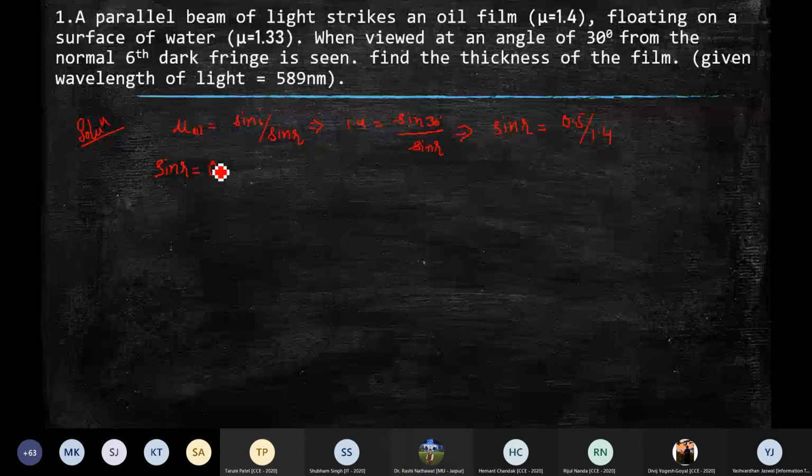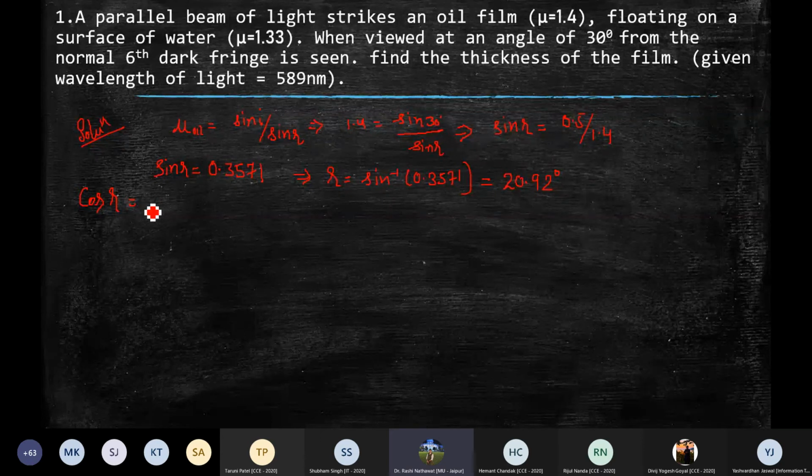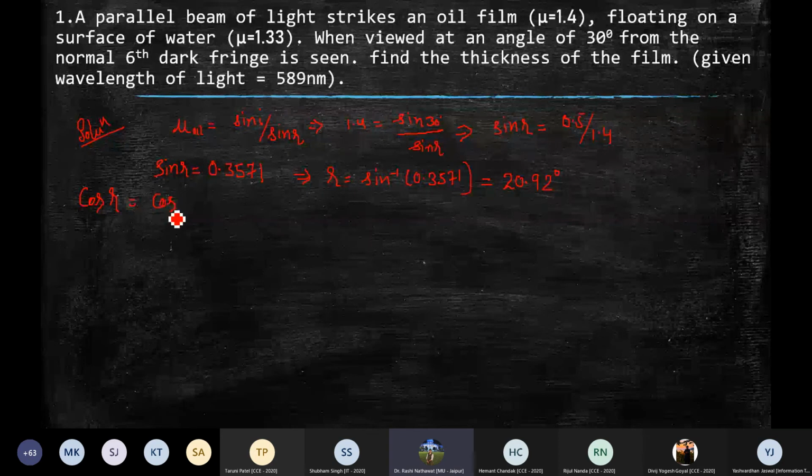Now what will be the r? Sine inverse 0.3571. When you take the sine inverse, it comes around 20.92 degree. This is r. Why do we need r? Because we need the cos r. So cos of r, cos 20.92 degree, is 0.934.